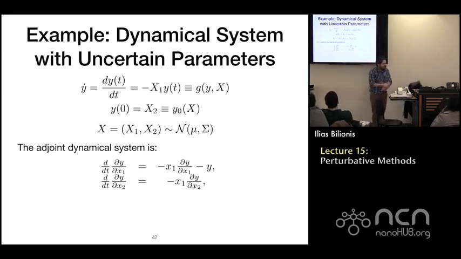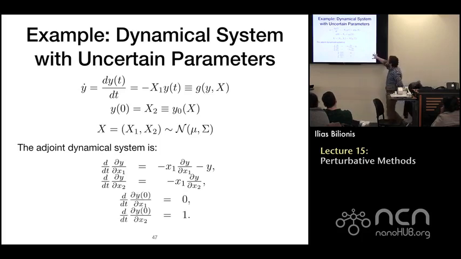So they're not anything spectacular, right? The unknown quantities here are the derivative of y with respect to x1 and the derivative of y with respect to x2. So you see it's a simple linear dynamical system that you have to solve in addition to the original one. The original one acts like an external forcing to this dynamical system. And the initial conditions are like this.